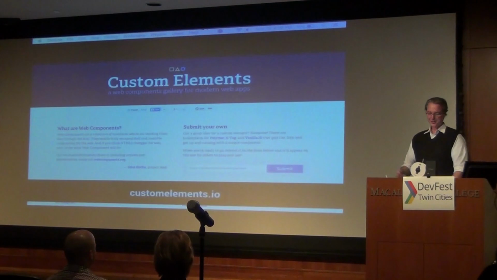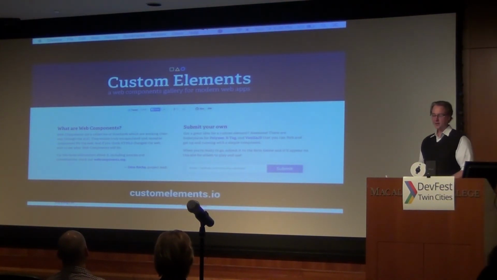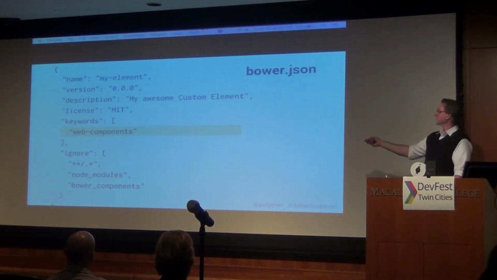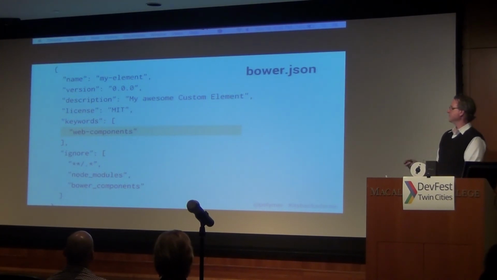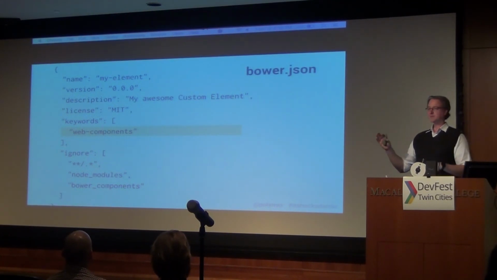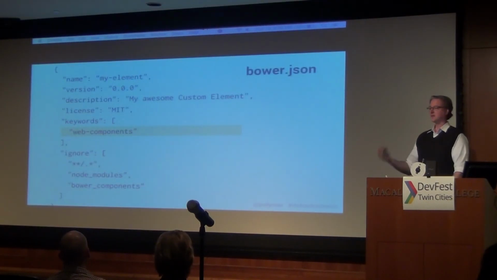Getting back to share, you need to share the things that you're building. There's a Node extension for custom elements within your Bower definition. If you add web components to the keywords and push it out to be published within Bower, then it will be picked up within customelements.io and show up in the catalog of elements.